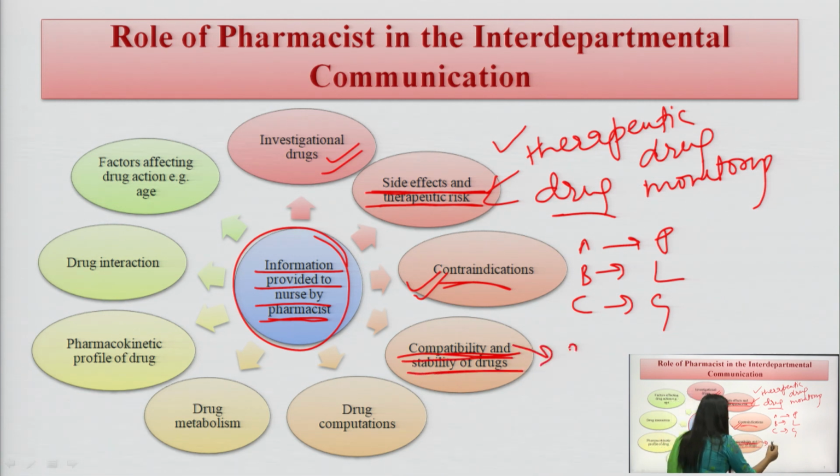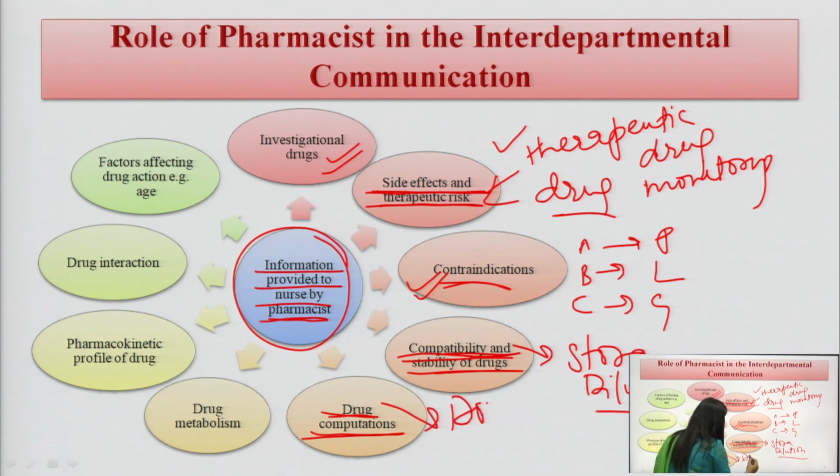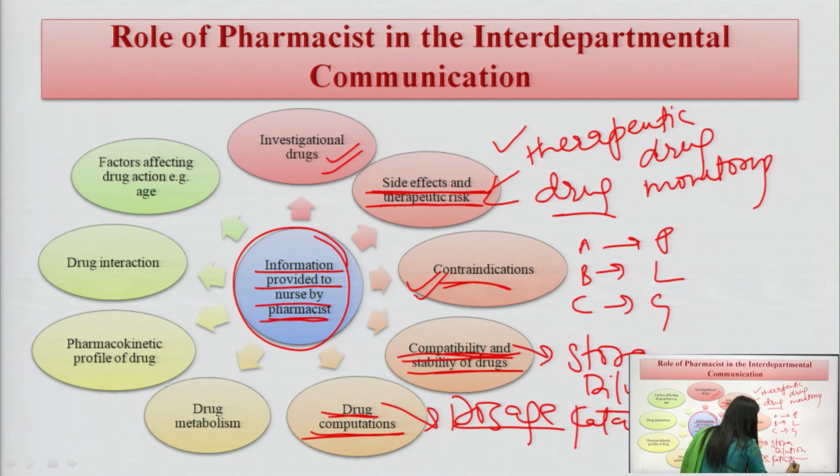Here, what could be the storage condition? What is the dilution used for any of the formulations? All this information is given by the pharmacist to the nurses. Drug computations means there is a dosage calculation, so pharmacists are doing the dosage calculations also. How are they doing the dosage calculation? Of course, by seeing the therapeutic drug monitoring, they are modifying the therapy, they are modifying the dose. This is also one of the parts a pharmacist is doing, and they are also giving the information to the nurses, to the physician, or other healthcare professionals.